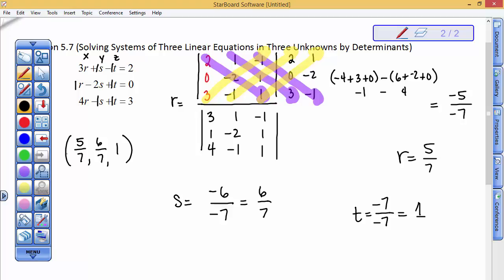R, S, T. And those are in alphabetical order. 5/7, 6/7, and 1.